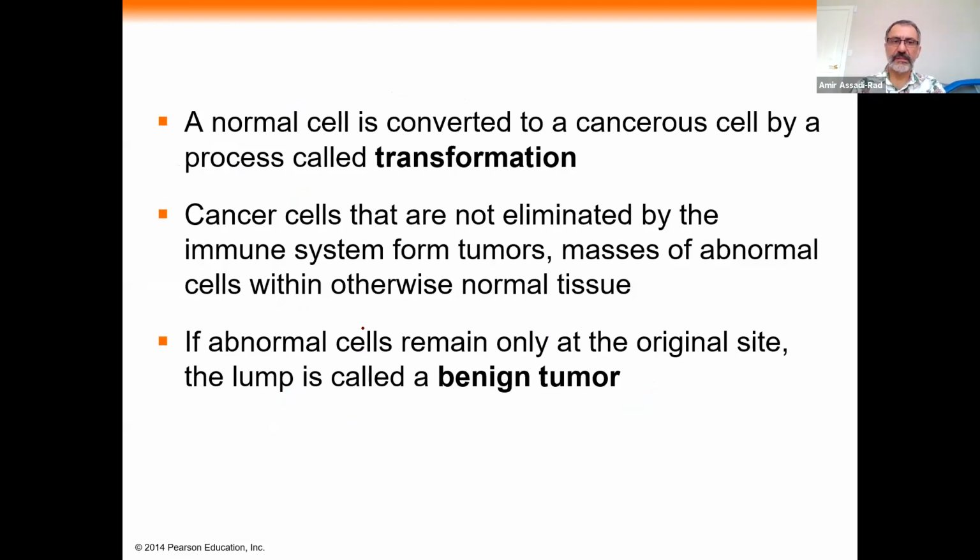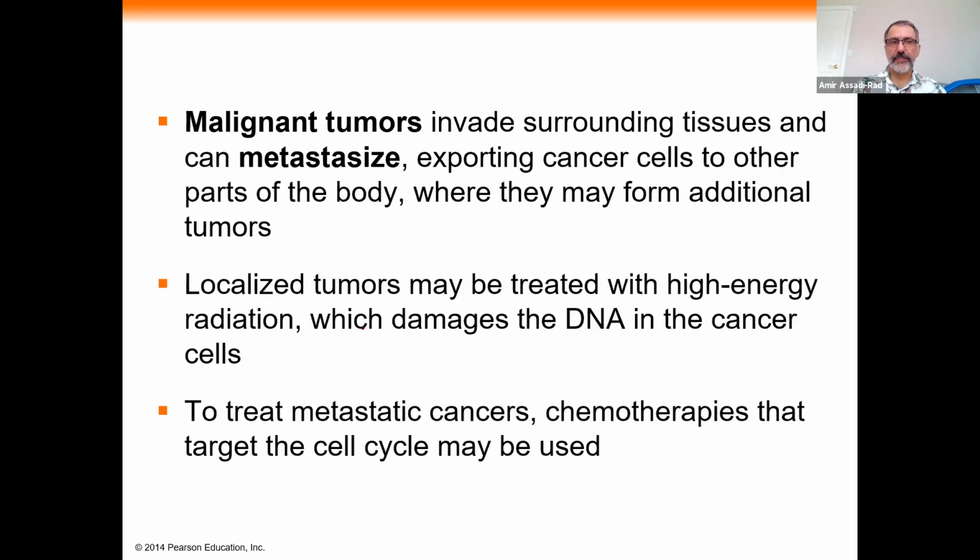Masses of abnormal cells within otherwise normal cells. So we were born with cancer cells. Everybody was born with cancer cells. Our immune system is supposed to take care of them and get rid of them. And when our immune system cannot get rid of them, then they grow excessively. If abnormal cells remain only at the original site, the lump is called a benign tumor, but it's a malignant tumor when they spread out through the body. It's called metastasis. Okay. So they invade surrounding tissues and cells and so on and so forth.